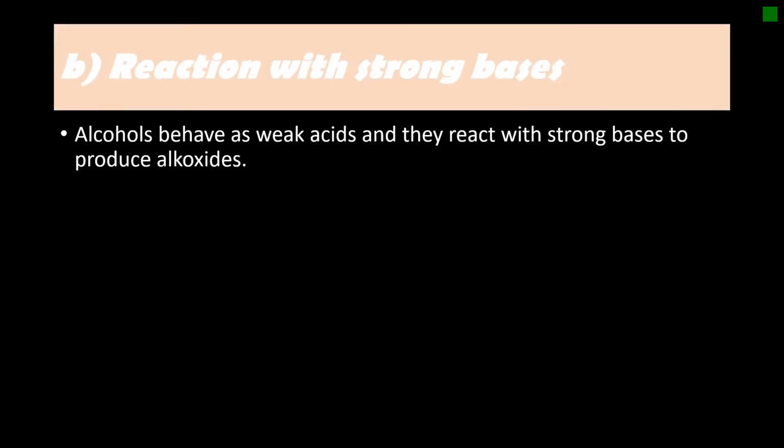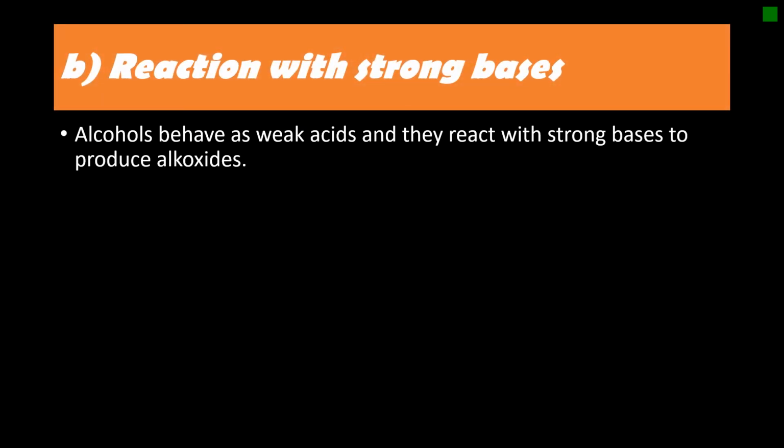The second reaction is the reaction with strong bases. Alcohols behave as weak acids and they react with strong bases to produce alkoxides. Here we have an alcohol which is going to react with MOH. This M represents any reactive metal, and the whole molecule represents an alkaline compound.